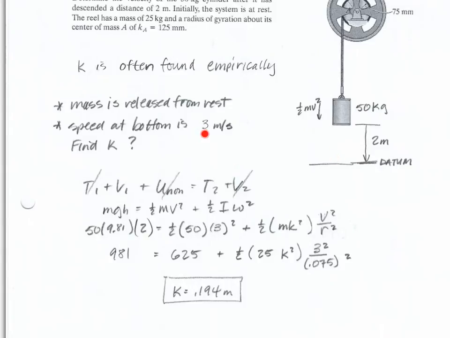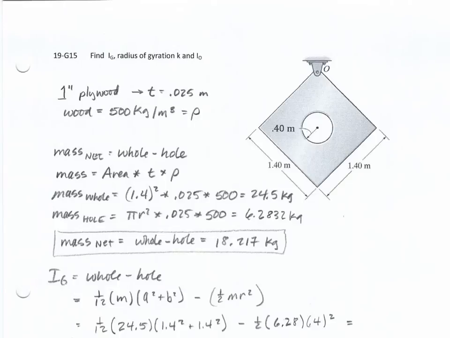I'm going to say that it's going to go 3 meters per second. Trying to find the K value of that is just plugging it into there, and I can say that K is equal to 0.194 meters. All right, so sometimes we'll compute it based on an experiment. Sometimes we can find it by looking at the geometry.